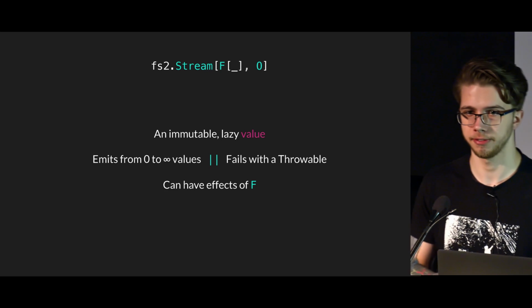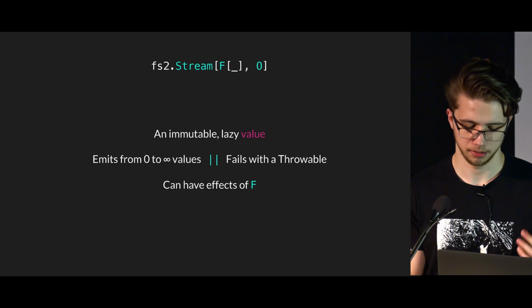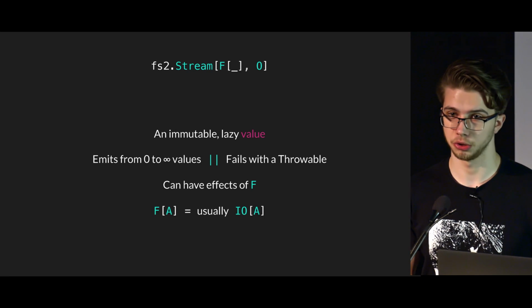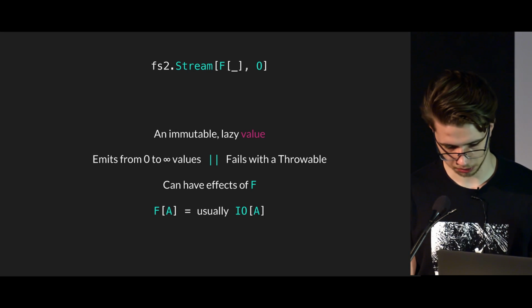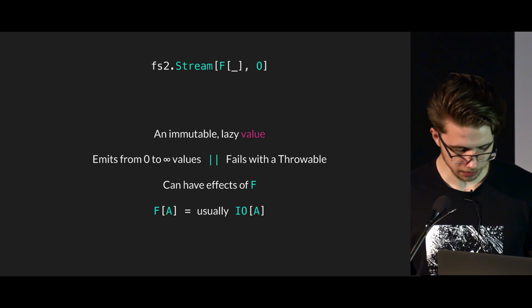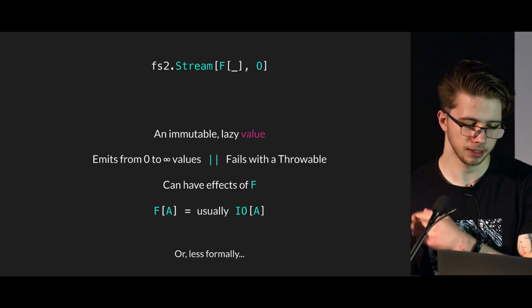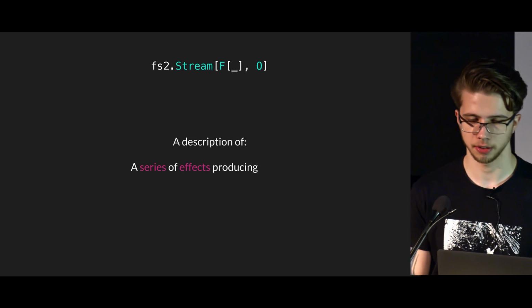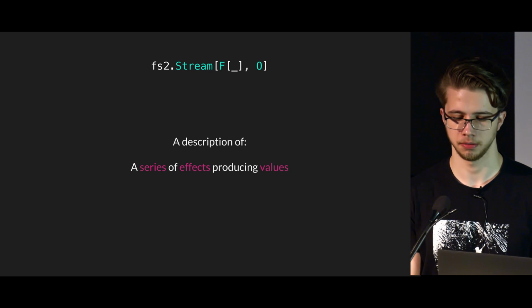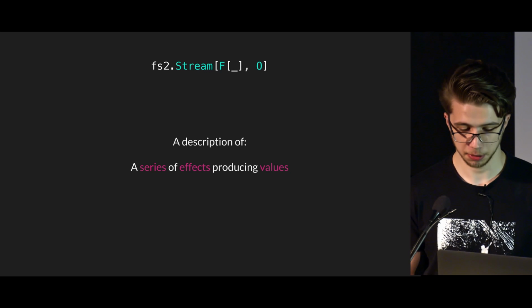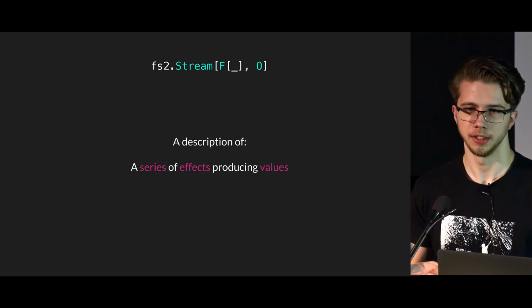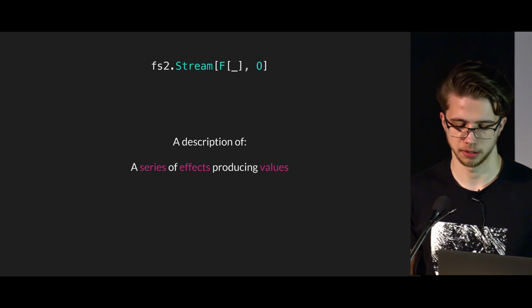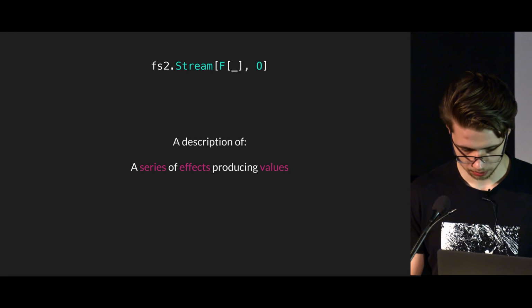And a Stream of F can have effects of type F, which is usually some sort of I/O. I don't care which one. Or a less formal definition, if you don't like this one: it's a description of a series of effects producing values. And because it's just a description, it doesn't run anything. Let me just recall that.